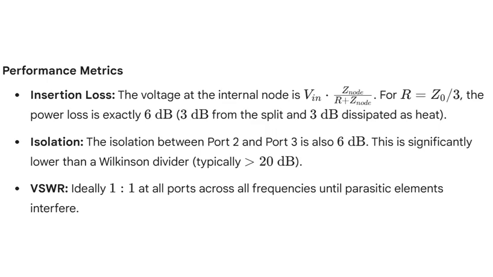Performance metrics. Insertion loss. The voltage at the internal node is Vin times Znode divided by R plus Znode. For R equals Z0 over 3, the power loss is exactly 6 dB, 3 dB from the split and 3 dB dissipated as heat. Isolation. The isolation between port 2 and port 3 is also 6 dB. This is significantly lower than a Wilkinson divider, typically greater than 20 dB. VSWR. Ideally 1-to-1 at all ports across all frequencies until parasitic elements interfere.